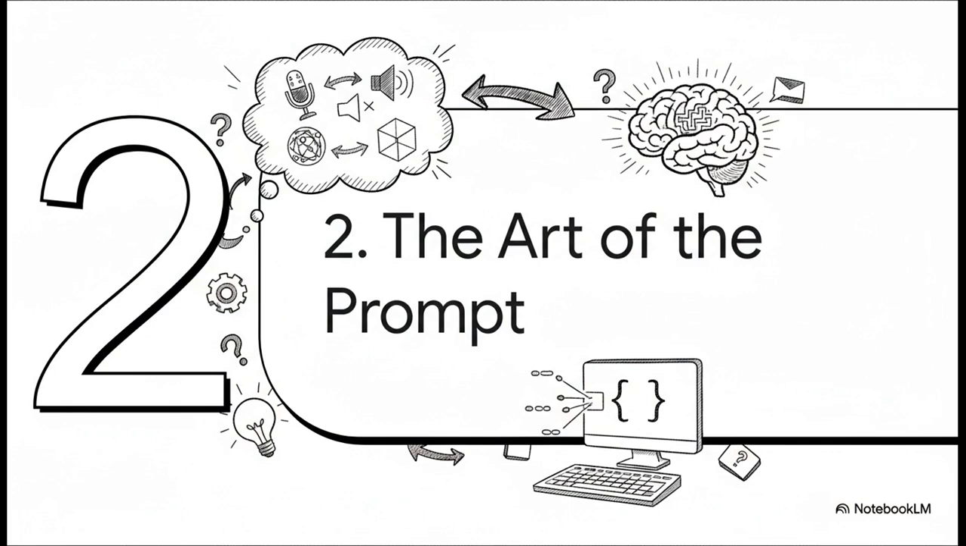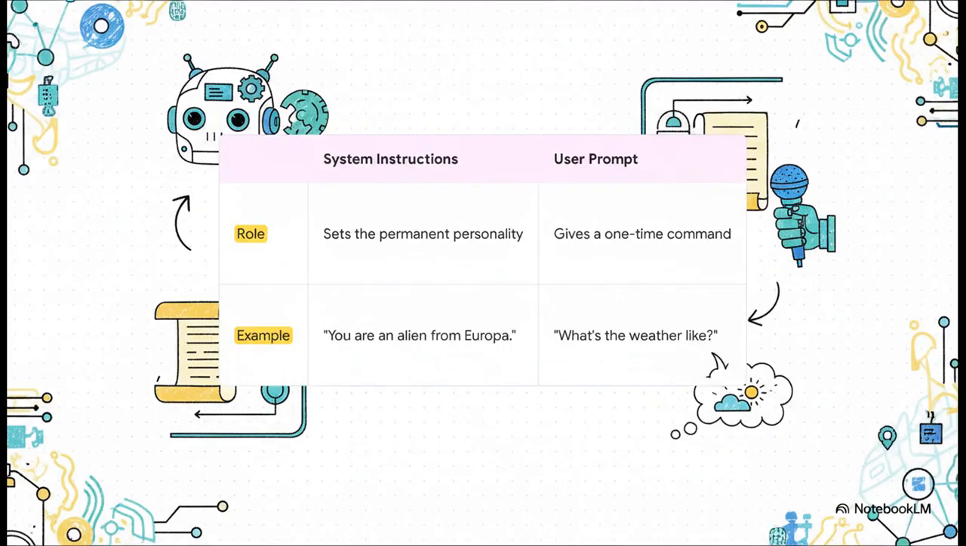Okay, so if AI Studio is the playground, how do you actually play? Well, the secret to getting great results isn't about writing complex code. It's all about learning the art of the prompt. This is how you tell the AI exactly what you want it to do. And there are really two main parts to a good prompt. First, you've got system instructions. Think of this like setting the stage. You're giving the AI a permanent role or personality for the entire conversation. Then you have the user prompt, which is your specific one-time command, like, hey, what's the weather like? Getting that balance right is absolutely key.